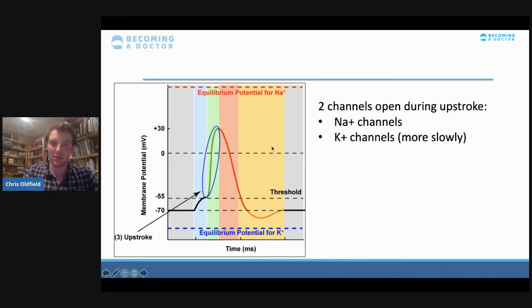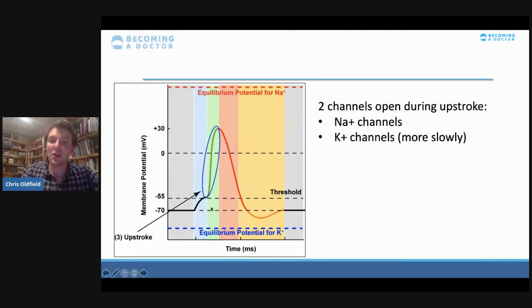potassium channels. So if we just think about the picture of what we've got for the resting neuron that sat at minus 70, there's lots of sodium on the outside, and then there's lots of potassium on the inside. Even though you've sent some potassium out, there's still more intracellularly than there is extracellularly.